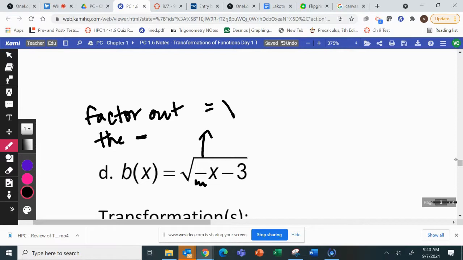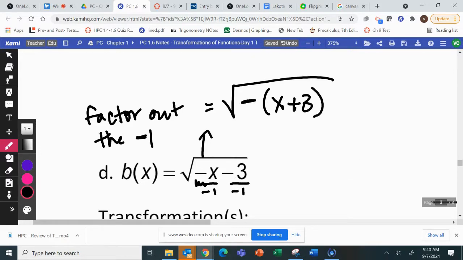So I'm going to rewrite this equation. I'm going to factor out the negative. And when I factor out the negative, factoring out the negative is really factoring out a -1. When I factor out that -1, I'm going to divide each of these terms by -1. I'm going to get x plus 3. Oops. Factoring out the -1 will change the signs.